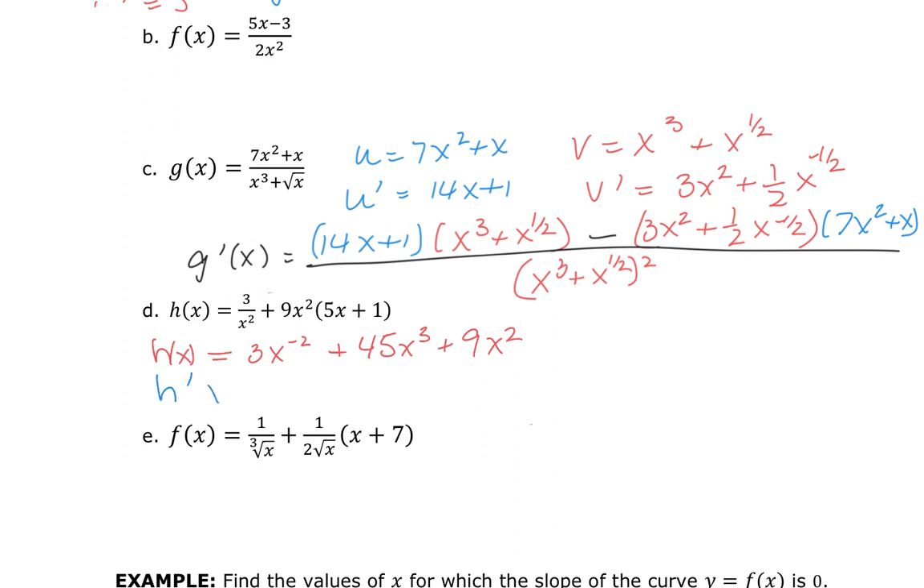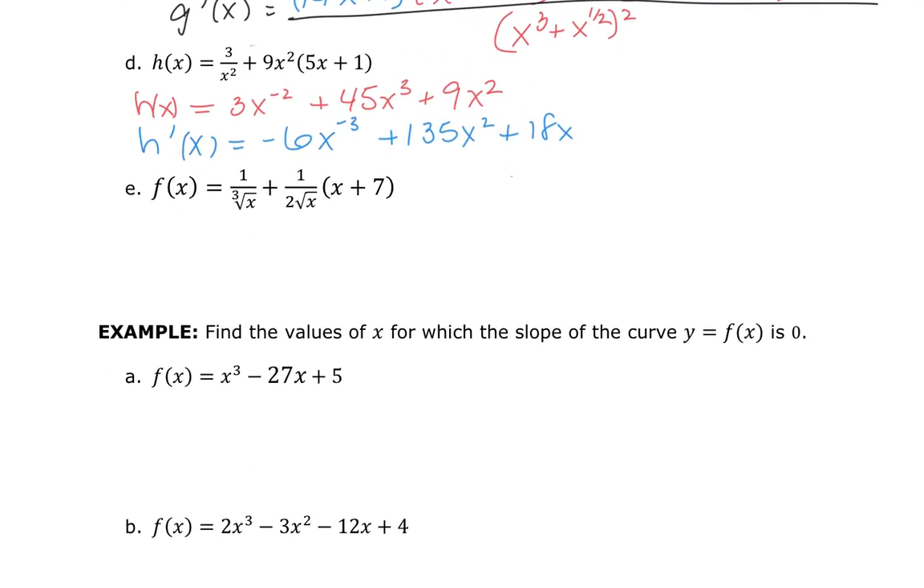That means h prime of x, using the power rule, is going to give me negative 6x raised to the negative 3. Remember, I'm subtracting powers. Plus, and I'm going to have 45 times 3, which is 135 x squared plus 18x. Check my 135. I think that's right. If it's not, let me know.